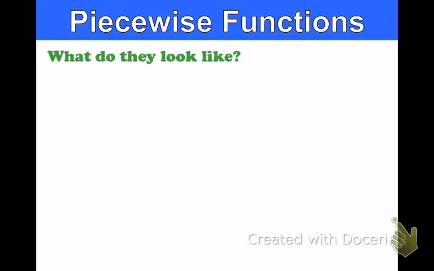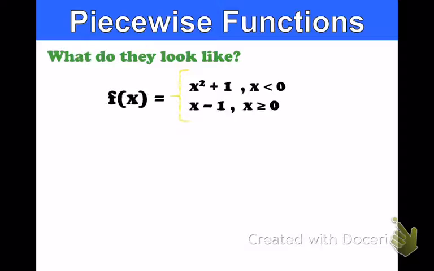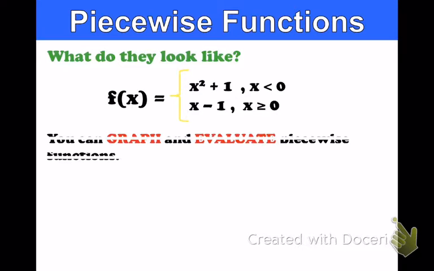All right, so what do they look like? So we have two functions or more, so we have to have two functions within one single function f of x. So we use this little brace or this bracket, and we have x squared plus 1 being the first function and x minus 1 being the second function. The first function exists for x is less than 0, and the second function exists for x is greater than or equal to 0. So when it comes to graphing piecewise functions, they sometimes look something like this.